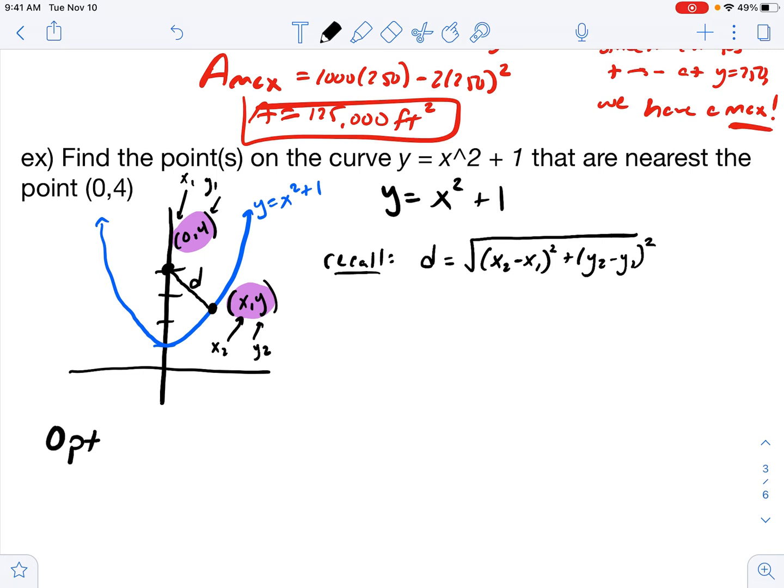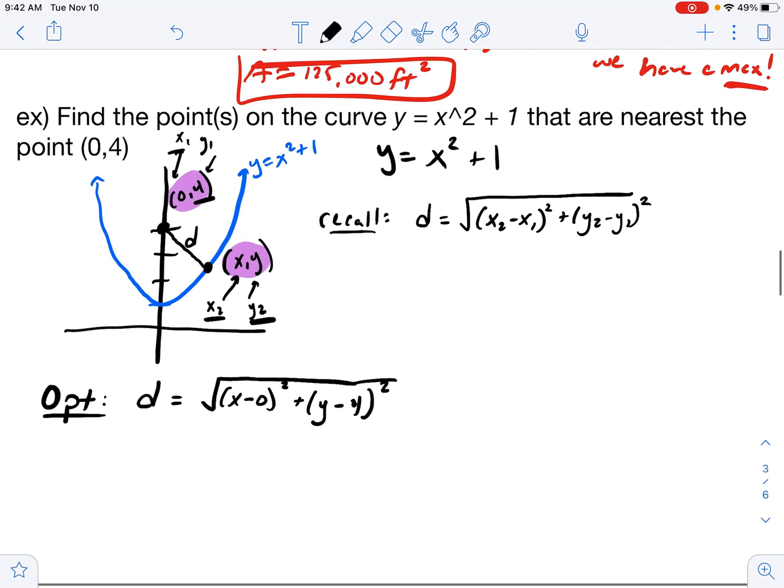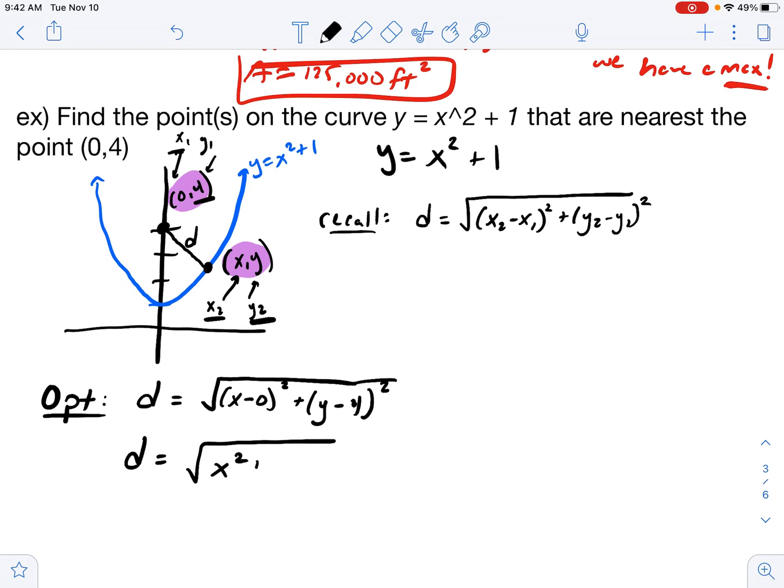So our optimization equation becomes distance equals radical x2 minus x1, which is going to look like x minus 0 here, quantity squared, plus y2, which is y, minus y1, which is 4, quantity squared. And this is what we're looking to minimize. Now, as usual, we have variables on both sides of the equation, and we have 2 variables inside the right-hand side of the equation. We're going to want to clean this up in a moment. x minus 0 is just x, so I can make that look a little nicer like that, okay?